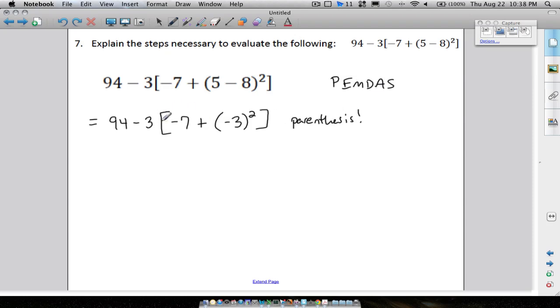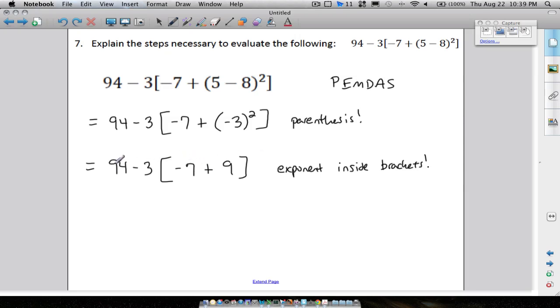Now we have these brackets, which we want to think about as being parentheses too, but we still want to work with this inside of these parentheses doing this exponent. So that step, 94 minus 3 with a bracket, minus 7 plus 9 with that bracket there. -3 squared, that means -3 times -3, that gives you a +9. What you did here is you worked on the exponent inside parentheses. Or in this case, we could say the exponent inside the brackets.